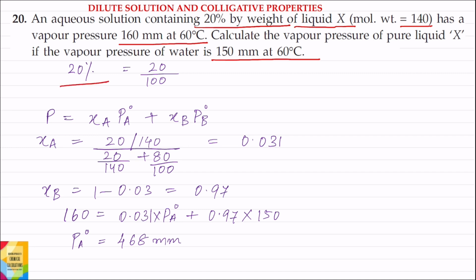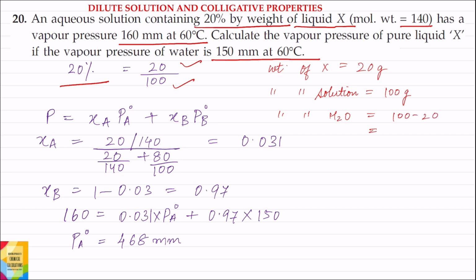It means we can write this as 20 divided by 100. Now this is the aqueous solution of a liquid X in water. Now 20% is 20% by weight. So if weight of solute, that is X, is equal to 20 gram, then weight of solution is equal to 100 gram, and then weight of solvent, that is water, is equal to 100 minus 20, and this is equal to 80 gram. Now we know the weight of solute and weight of solvent.